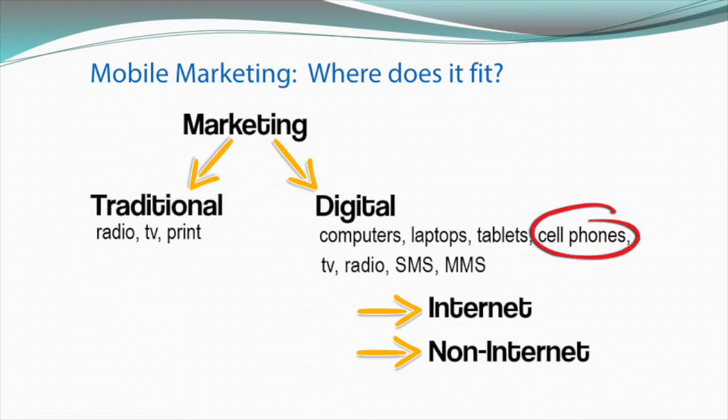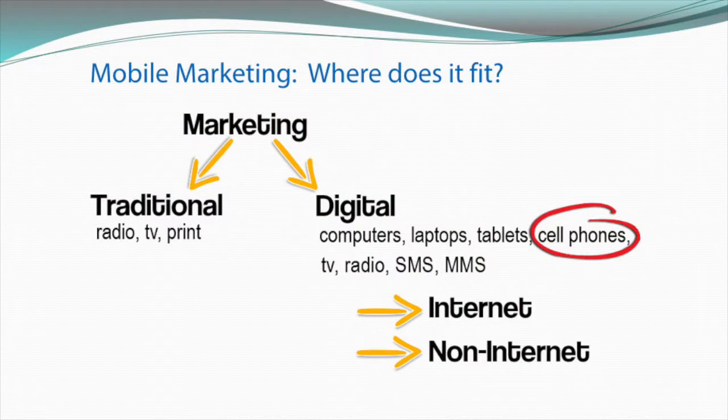Now we have digital, and basically that means marketing with electronic devices. So you get computers, laptops, tablets, cell phones, the TV, radio, SMS, which is your text messaging service, short message service is what that stands for, and also MMS, which means multimedia messaging service. And there are both internet and non-internet ways to market digitally. And I've circled cell phones in red, and that's where the mobile marketing comes in.